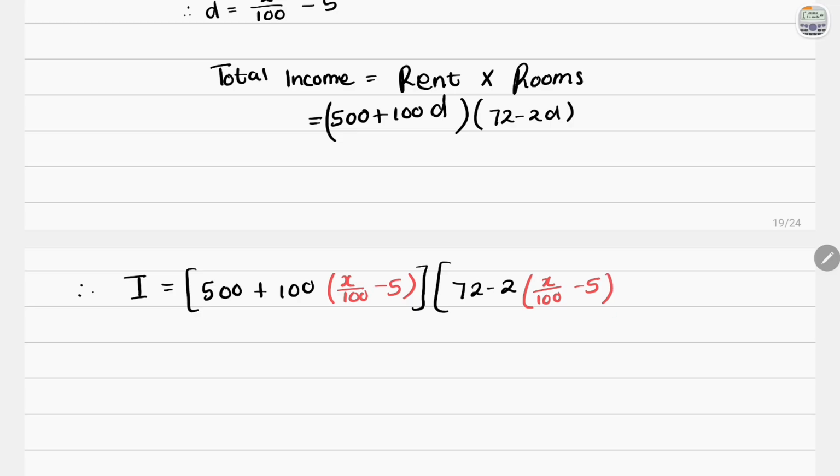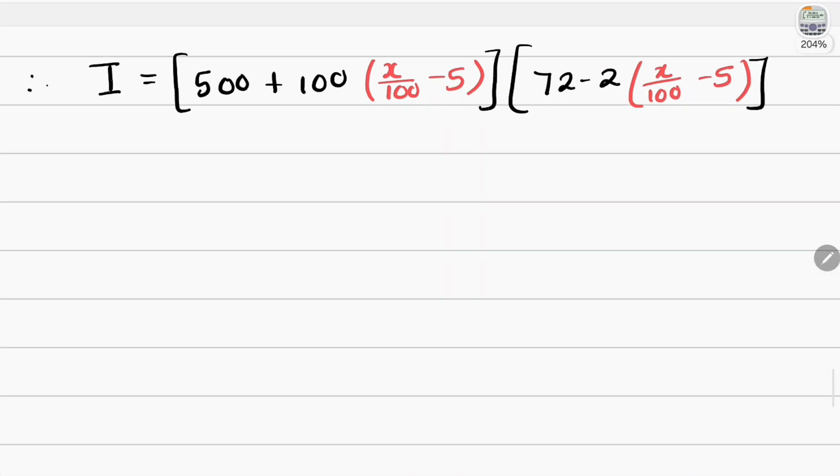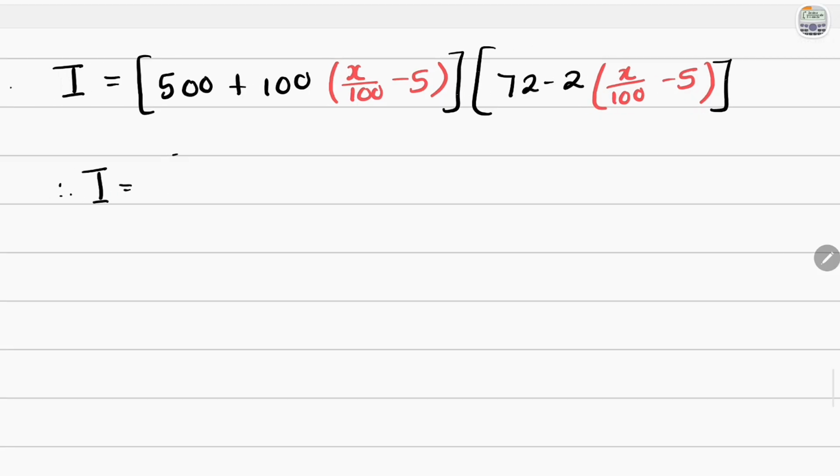And all we have to do here is distribute, and you'll see that we will get to their equation as well. So I is equal to, and we have first 500 plus, now this 100 is going to distribute in here. So we have this 100 multiplied by X over 100. You see, 100 is in the numerator, so it's going to cancel with that denominator. And so now we have plus X, and then 100 times negative 5 is negative 500. See that those will cancel.